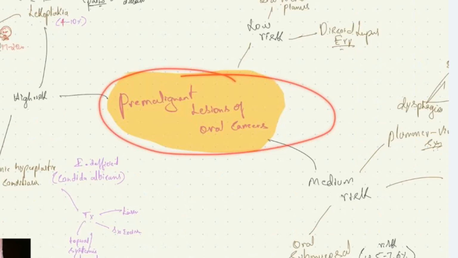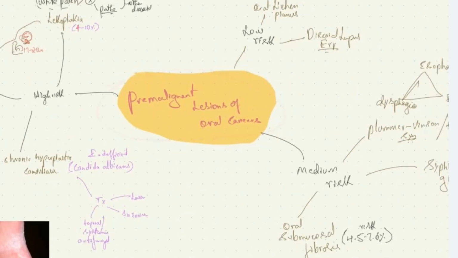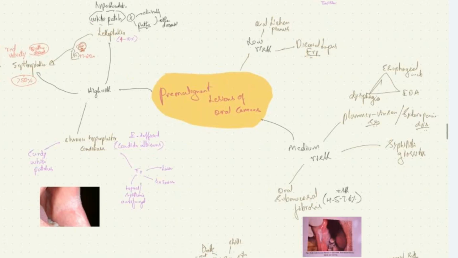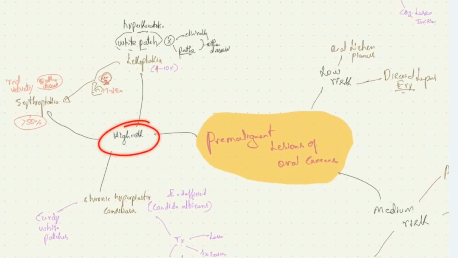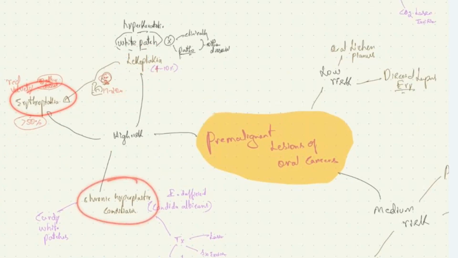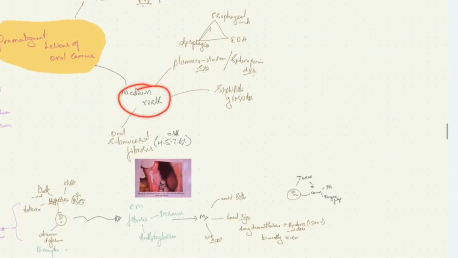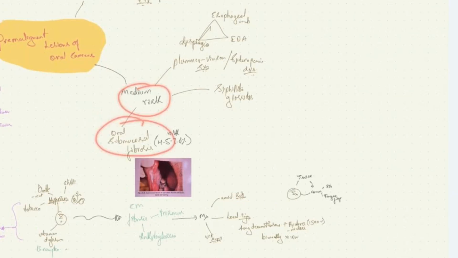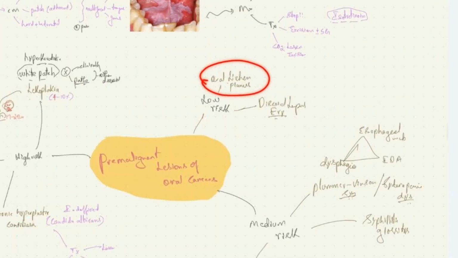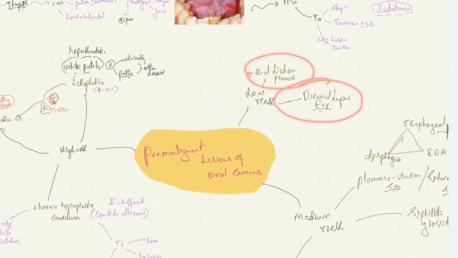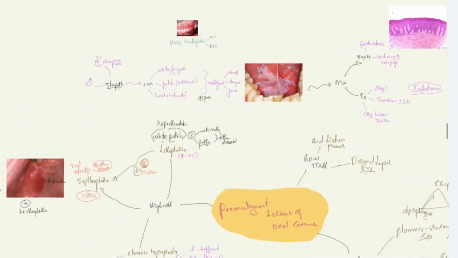The pre-malignant lesions of oral cavity are categorized into 3 groups based on the risk of transformation to malignancy. Those are high risk, medium risk, and low risk. The high risk pre-malignant conditions of oral cavity are leukoplakia, erythroplakia, and chronic hyperplastic candidiasis. The medium risk conditions are oral submucosal fibrosis, syphilitic glossitis, and Plummer-Vinson syndrome. The low risk group are oral lichen planus and discoid lupus erythematosus. Let's first discuss leukoplakia.